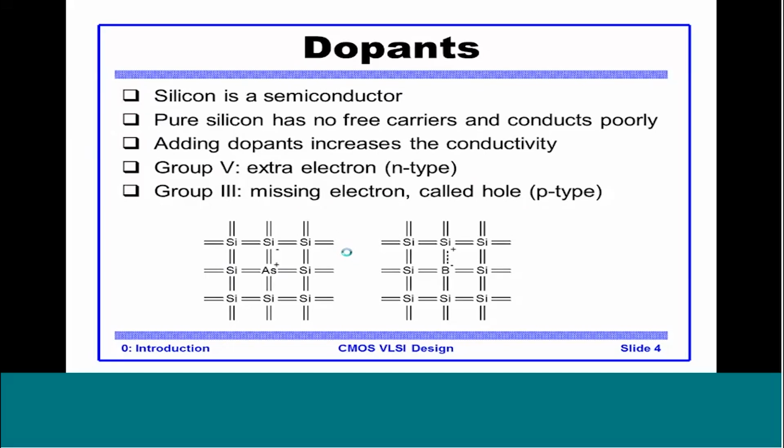Group 3 or group 5 elements are added to silicon to increase the conductivity. These are called dopants. A dopant is nothing but an impurity added to silicon to increase its conductivity. So when a group 5 element like phosphorus is added to silicon, it contributes an extra electron per atom, and correspondingly free electrons are available and the conductivity increases. This type of material is called n-type silicon. If, on the other hand, a group 3 element like boron is doped into silicon, there is a deficiency of an electron, which is called a hole. This type of material is called p-type.